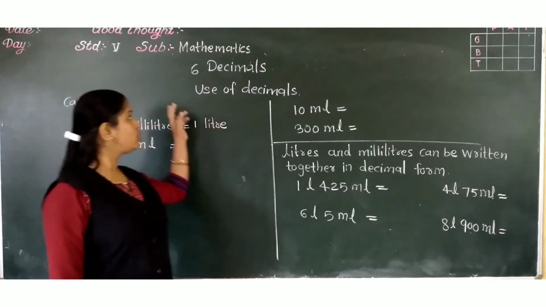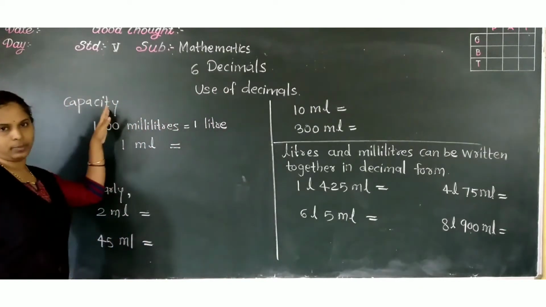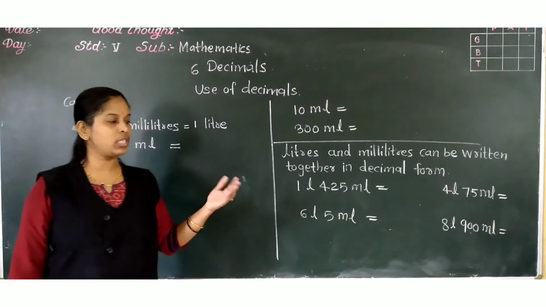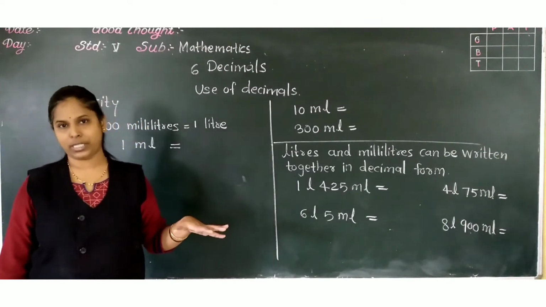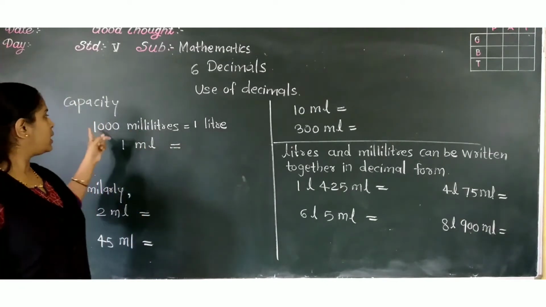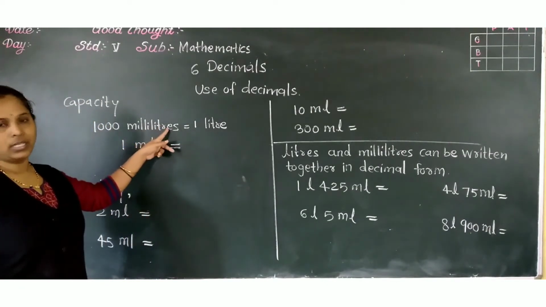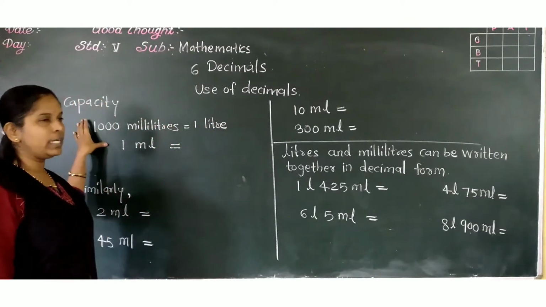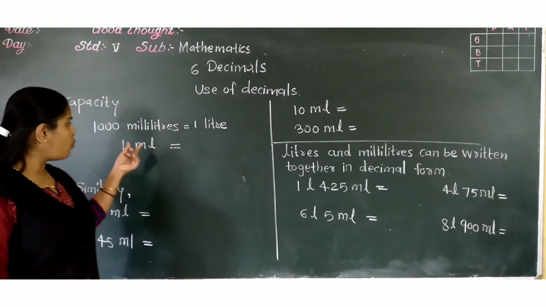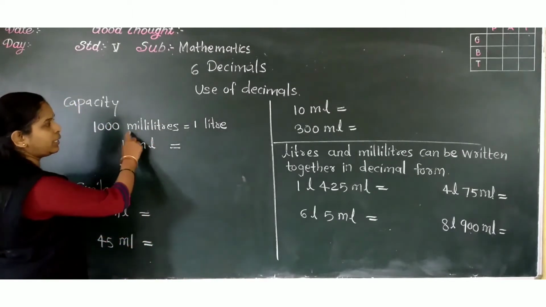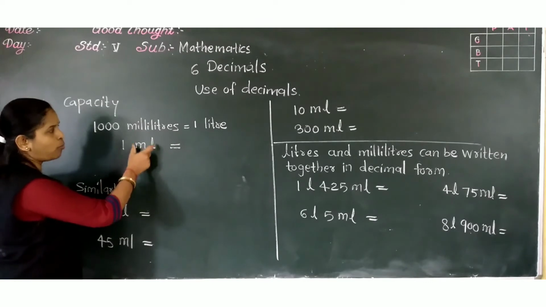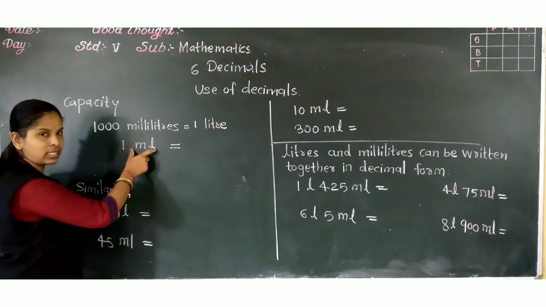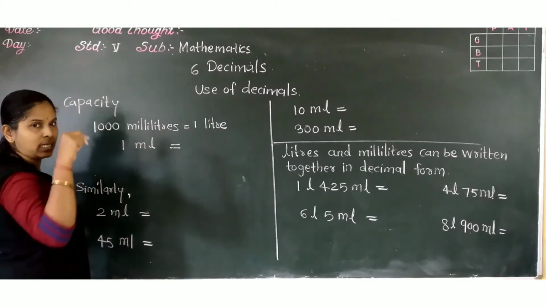Now we will learn use of decimals in capacity. So what are we using capacity for? We mostly use it to measure liquids. Okay, see here 1000 milliliters is equal to 1 liter. Correct? 1000 milliliter makes 1 liter. Now the short form of milliliter is ml, and liter is written as L.